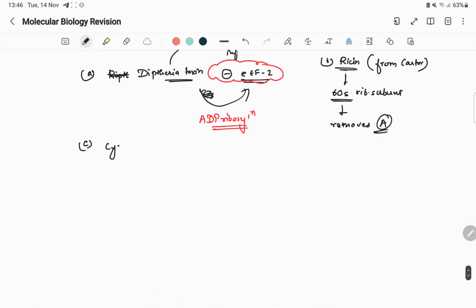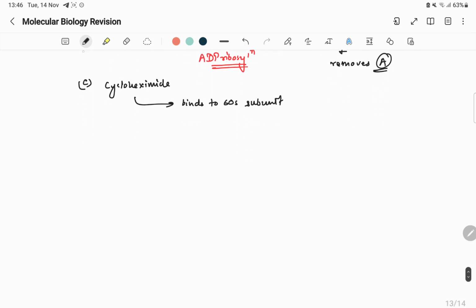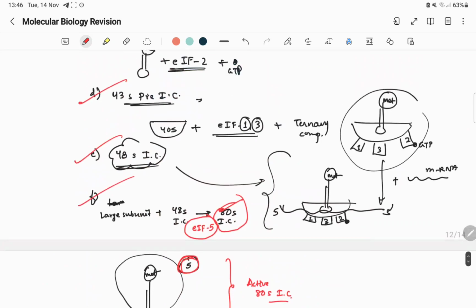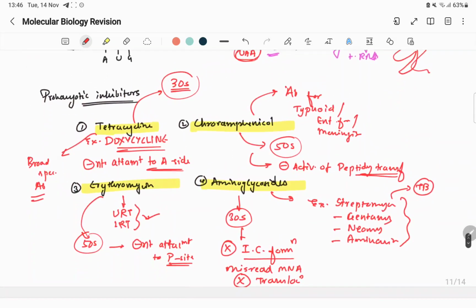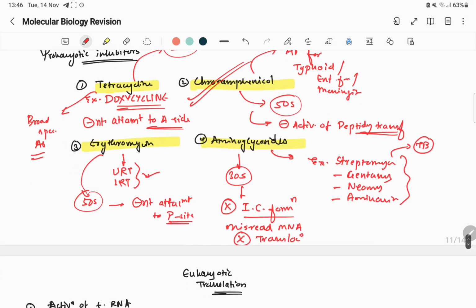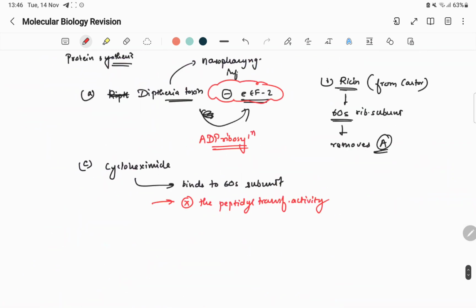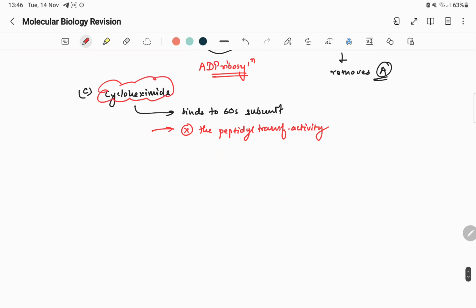Then we have cycloheximide. Cycloheximide also binds to the 60S subunit, and it inhibits the peptidyl transferase activity. Just see that in prokaryotes, chloramphenicol also inhibits the activity of peptidyl transferase, and in eukaryotes cycloheximide inhibits your peptidyl transferase activity and blocks the translation procedure.